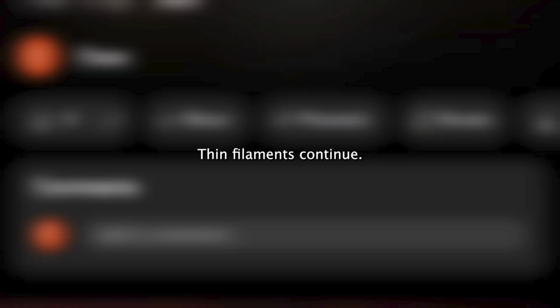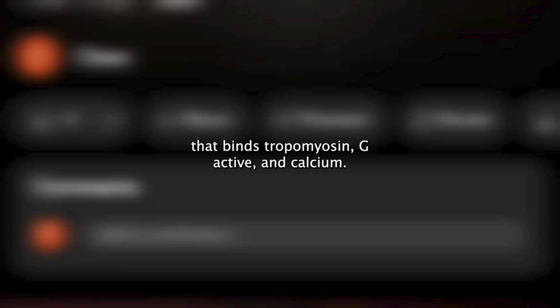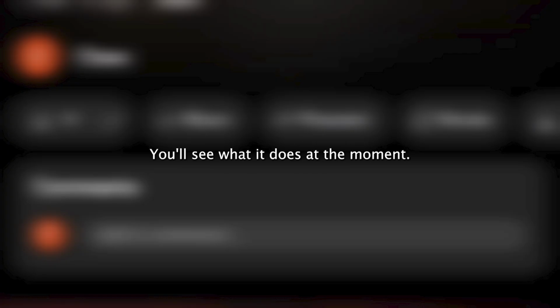Thin filaments continue. The tropomyosin covers the active sites on G-actin. It prevents actin and myosin from binding together. Troponin is a globular protein that binds tropomyosin, G-actin, and calcium. You'll see what it does in a moment.